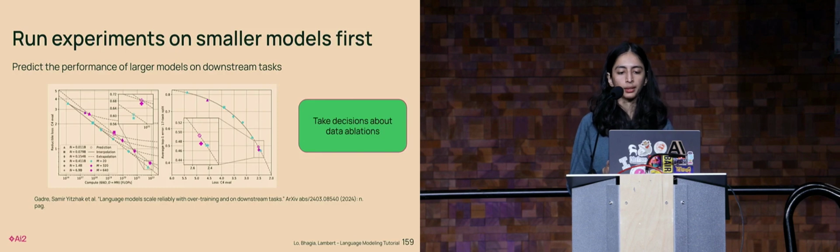You can also predict models. You can also use smaller models to predict the performance of your larger model on tasks that you care about. Here, for example, they use a small set of models to predict the validation loss for a 7B model, and then use that to predict the error for the average performance on downstream tasks. This can also help in data ablations, where, for example, you want to compare two different data mixtures.